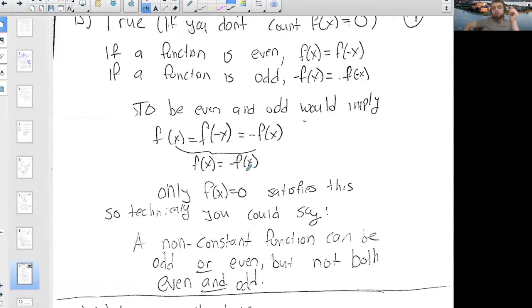So technically you could say a non-constant function can be odd or even, but not both odd and even. You could also say a function that is not f of x equals 0. I did non-constant function because I thought that would eliminate anything in the realm of that kind of issue.